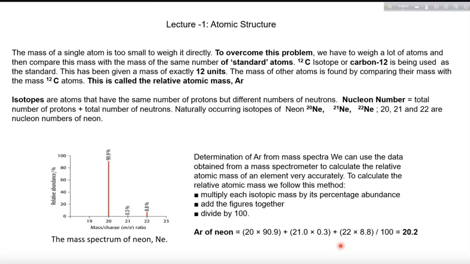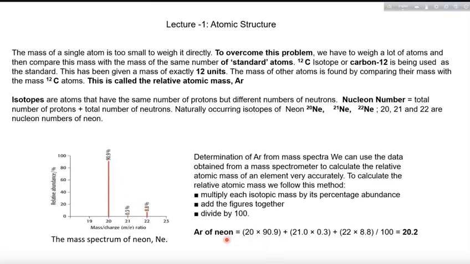Since we have isotopes with different abundances, please note that the total abundance should always be 100 or unit 1. So you can see here neon: the highest peak is 90.9%, and the next one is 8.8%, and the lowest one is 0.3%. If you add all these three, you get 100.